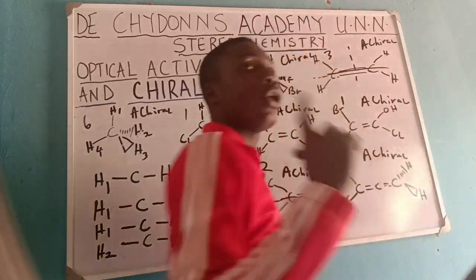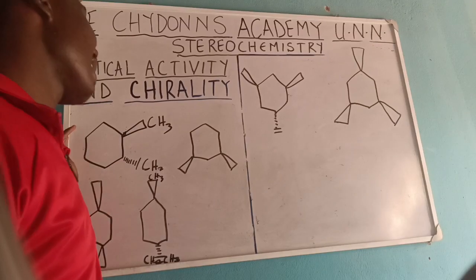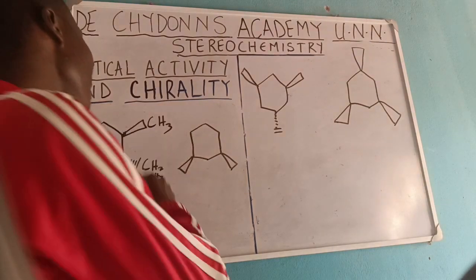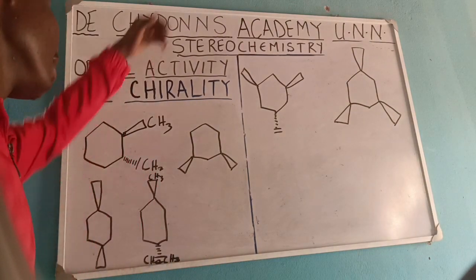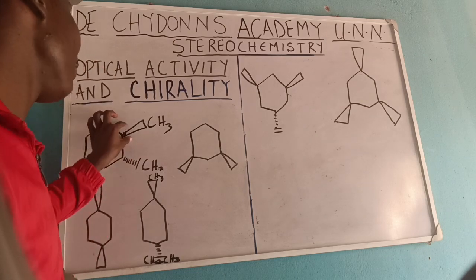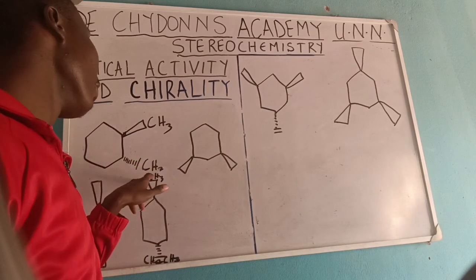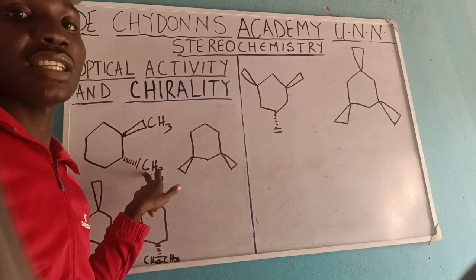So let's look at more examples. So we have some cycloalkanes we can use to understand and identify planes of symmetry. So let's look at this very one here. So this cycloalkane we have here, we have a wedge bond that connects a methyl group, and a hash bond that connects a methyl group.